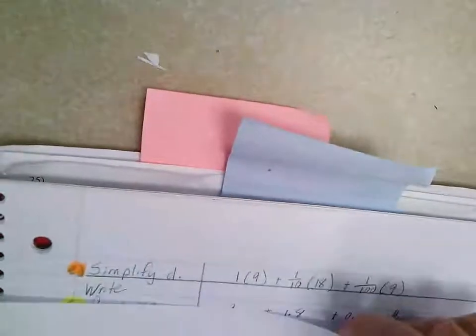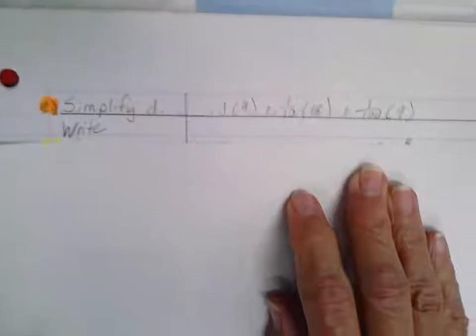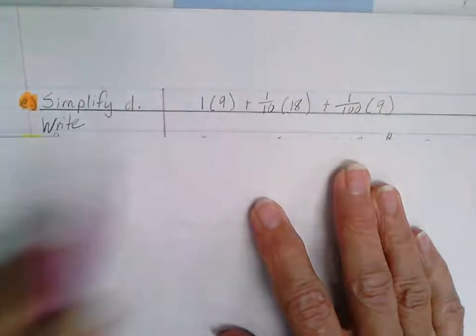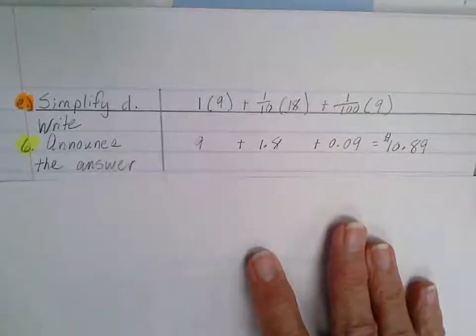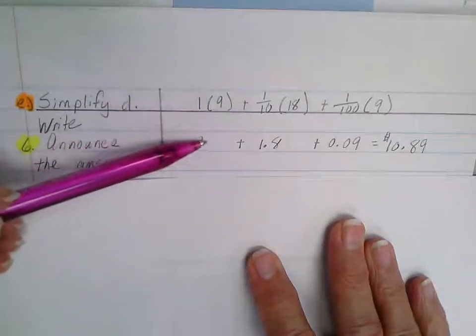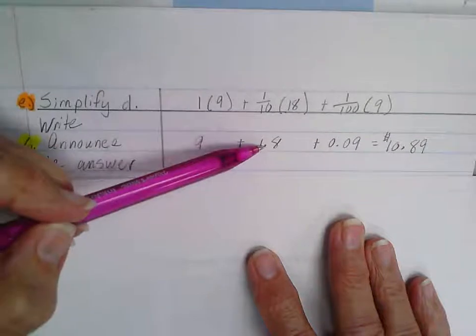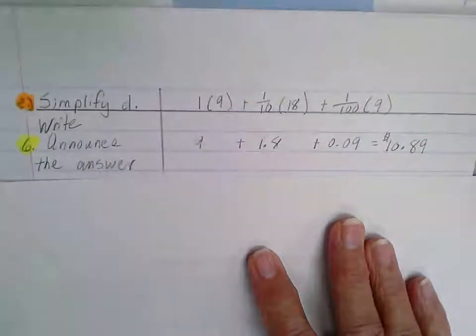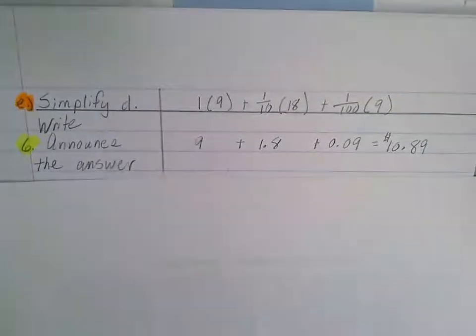So on the next page, we're almost done. We're going to simplify, which I just did, and we're going to announce the answer, because 9 plus 1 8/10 plus 9/100ths is $10.89. And that is a heck of a lot of complicated algebra to demonstrate why this works.